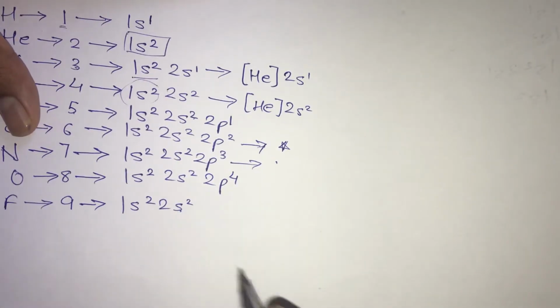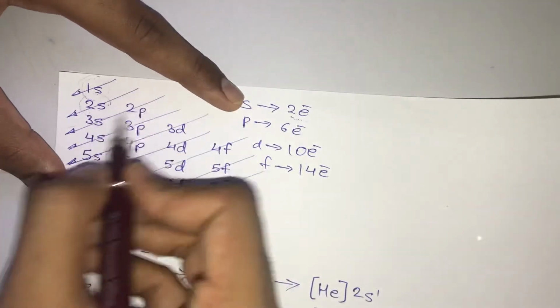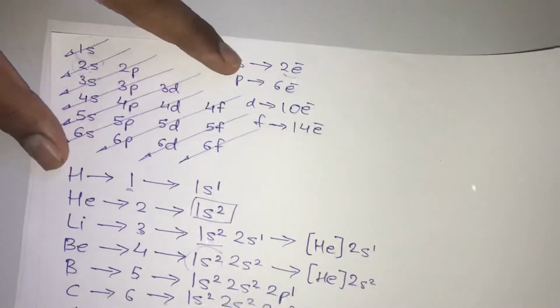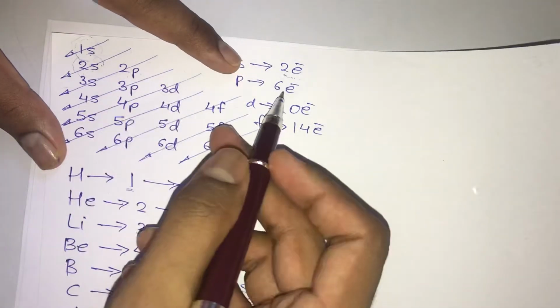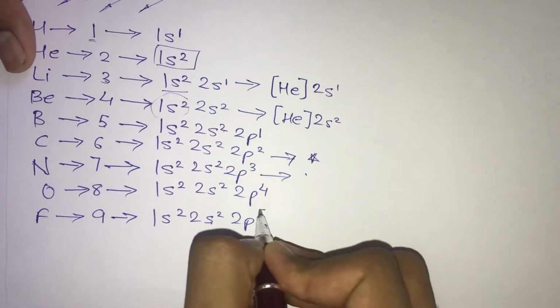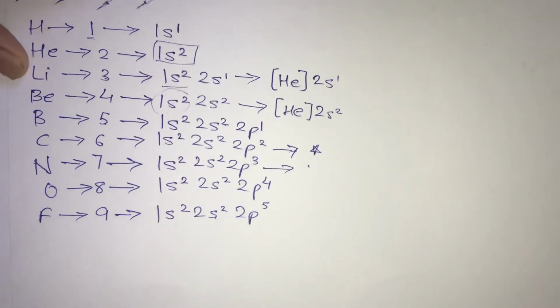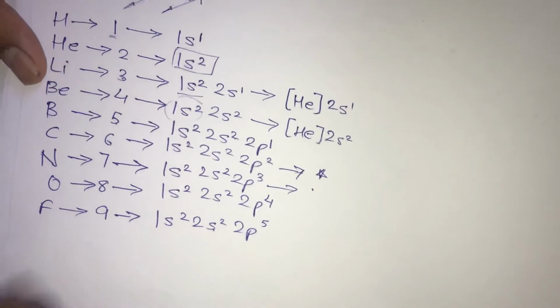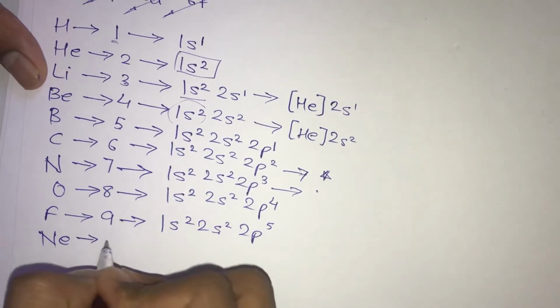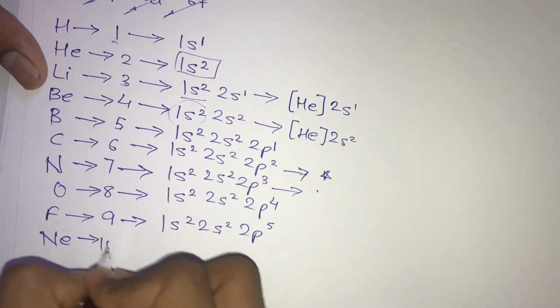So we are still left with 5 more electrons. After 2s is completely filled, we go to the third diagonal where we meet 2p. And as we all know, 2p can accommodate a maximum of 6 electrons, but since we have only 5 electrons left, therefore we write it as 2p5. Now the next element after fluorine is neon. What is the atomic number of neon? Atomic number of neon is 10.